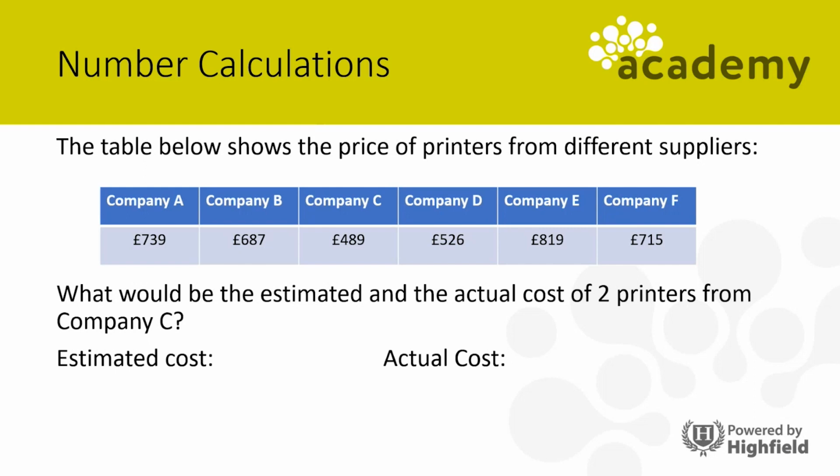So Company C, it's £489, and we would round that up to £500. So 2 times 500 is £1,000, and the actual cost would be £978.